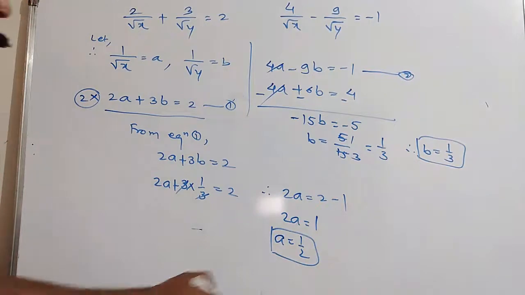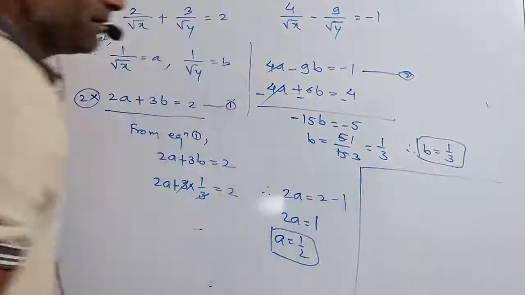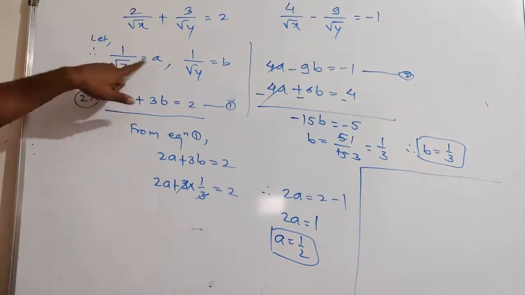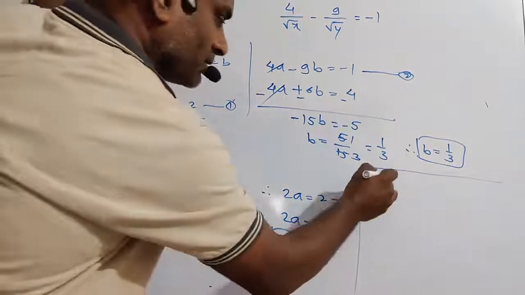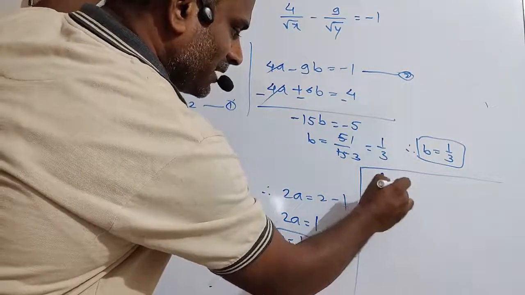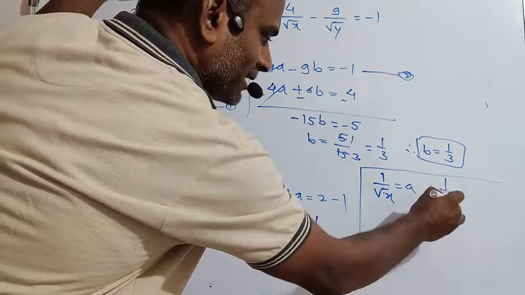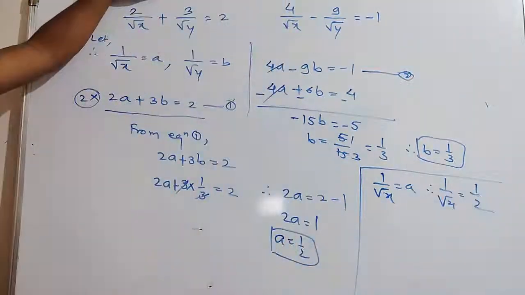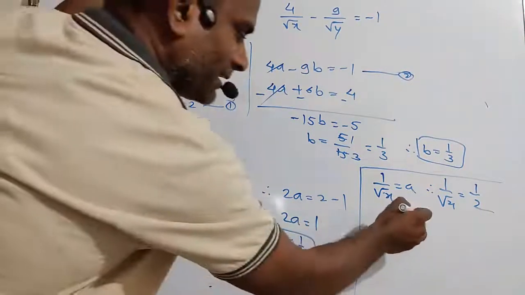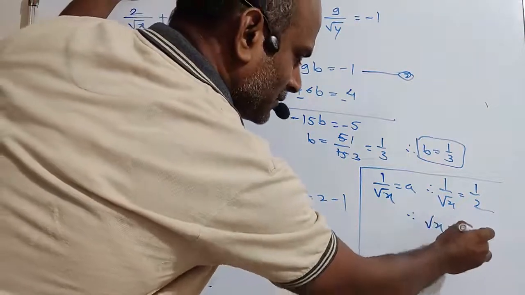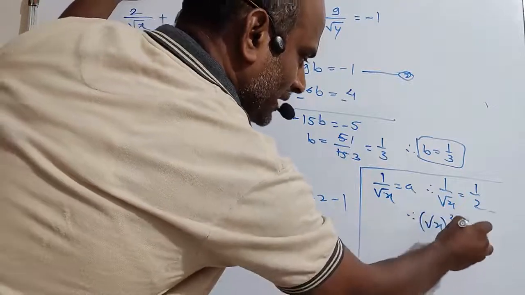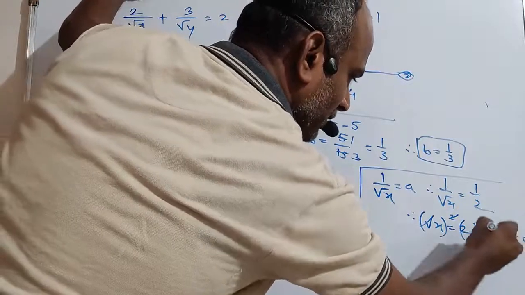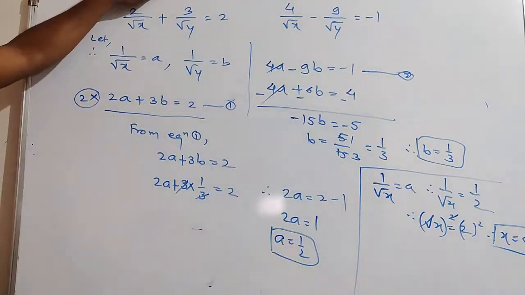So here we got the value of a and we got the value of b. a is 1 by 2, b is 1 by 3. What is a? That is 1 by root x. So 1 by root x is equal to a. Therefore 1 by root x is equal to 1 by 2. So taking the reciprocal we get root x is equal to 2, and doing the squaring on both sides, this cancels, so we will get x is equal to 4.